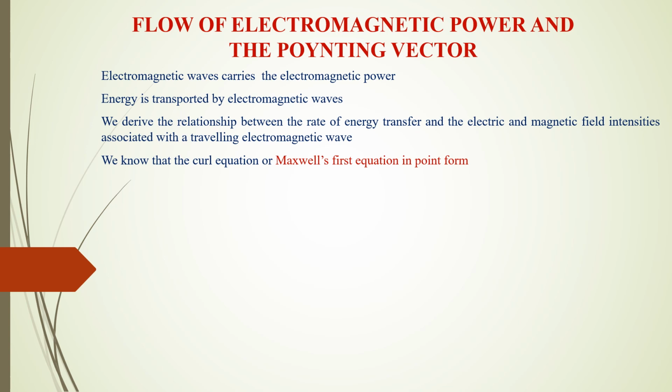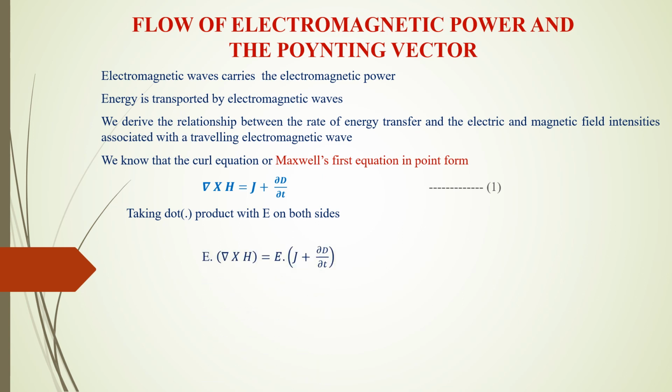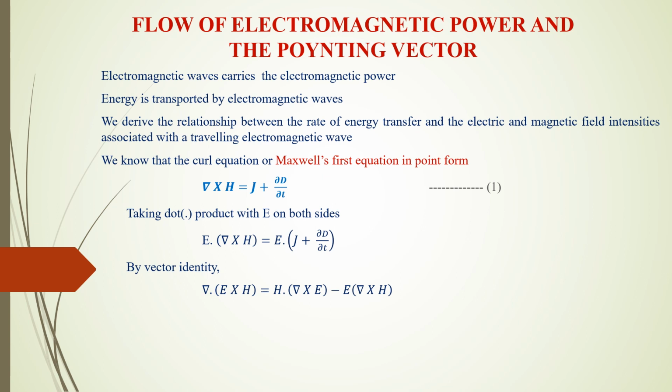This can be derived from Maxwell's first equation in point form, del cross H is equal to J plus dou D by dou t. Then we take the dot product with the electric field intensity on both sides, so that E dot del cross H is equal to E dot J plus E dot dou D by dou t. Then we take a vector identity, because in the above equation we have dot and cross in a single line.